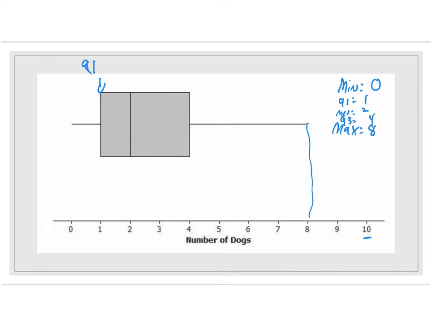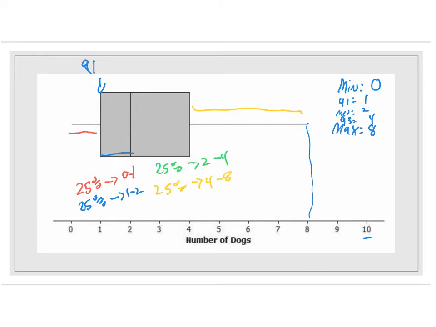So, we know that 25% of the students that were surveyed have 0 to 1 dogs. Then 25% of the students have from 1 to 2 dogs. 25% of the students have from 2 to 4 dogs. And 25% of the students have from 4 to 8 dogs. So again, remember, these are summaries of your data.